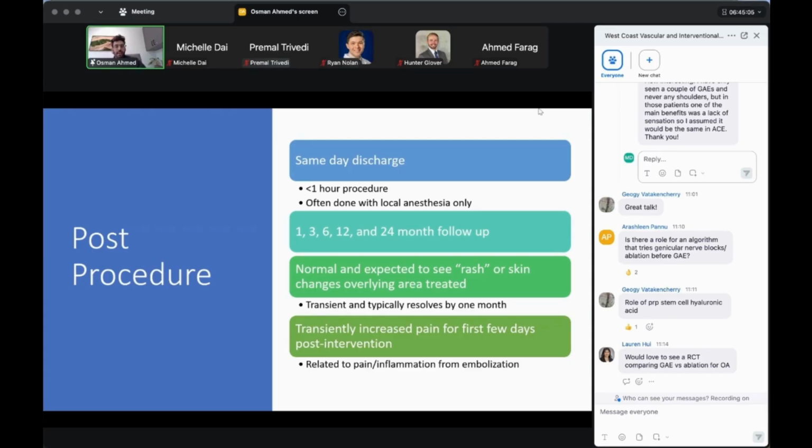It's important to mention that it's normal and expected to see some mild skin changes. There are tiny little branches that go to the skin, or cutaneous vessels, that arise from the geniculars. So it is normal to see that, but it is transient and resolves by 1 month. And it's also normal to see some increased pain for a few days after intervention, especially if you're using permanent microspheres.